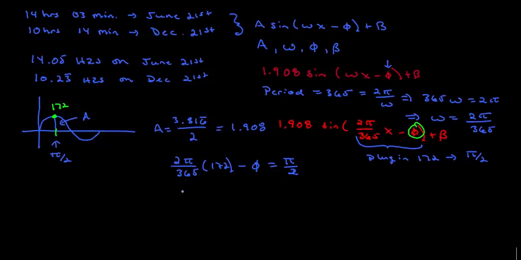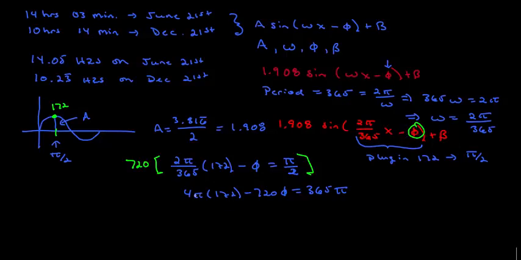So when I do that, this is going to give me 4 pi times 172 minus 720 phi is equal to 365 pi. What I did here is I multiplied everything, both sides, by 720, which is the common denominator, 365 times 2. So this is everything multiplied by 720. Now I'm going to solve for phi. This way I don't have to work with fractions anymore, which I like.